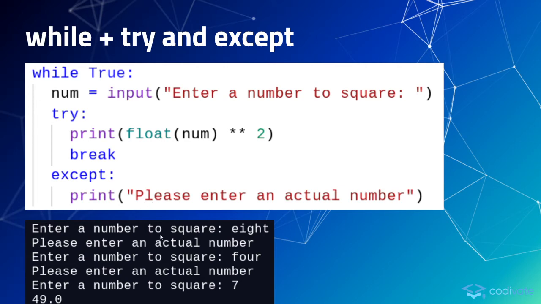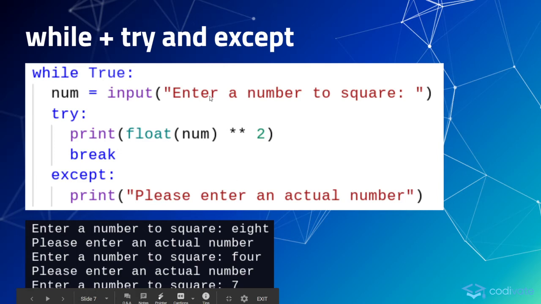Let's take a look at this example of the code being run. We see the input, enter a number to square. We enter 8, but written in an alphabetical form. Since this is not a float, Python tells us, please enter an actual number. It tried to cast it to a float and square that, but it couldn't do that. So it went to the except and told us to enter an actual number. We do this again with 4, and we still get the except, please enter an actual number.